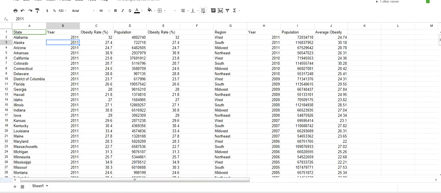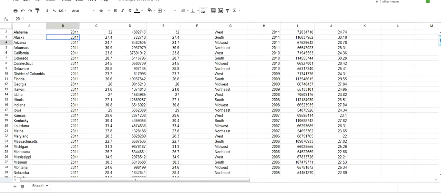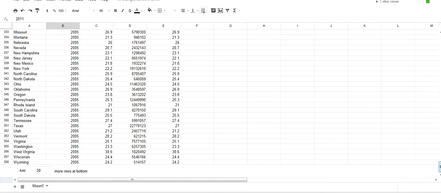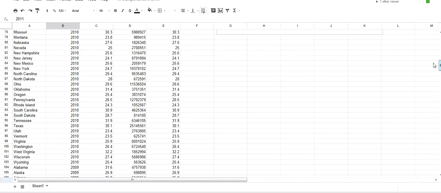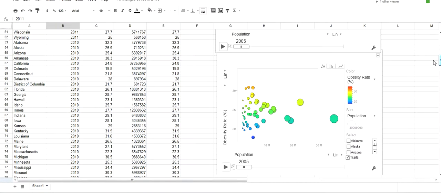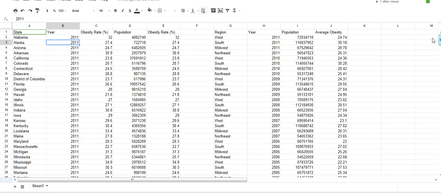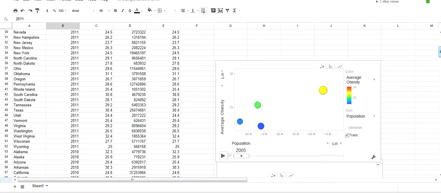For our visualization project, we decided to look at obesity rates and population growth over the last 6 years, starting all the way back in 2005. Initially, we looked at population growth and obesity growth at a state level, and then we moved over and decided to look at it by region, which you'll see over here, with 4 regions: West, South, Midwest, and Northeast.